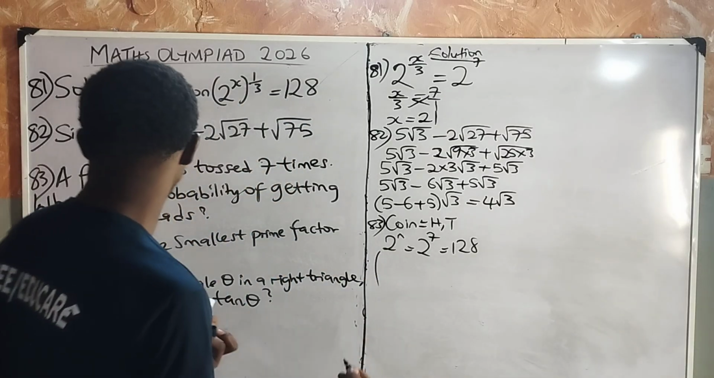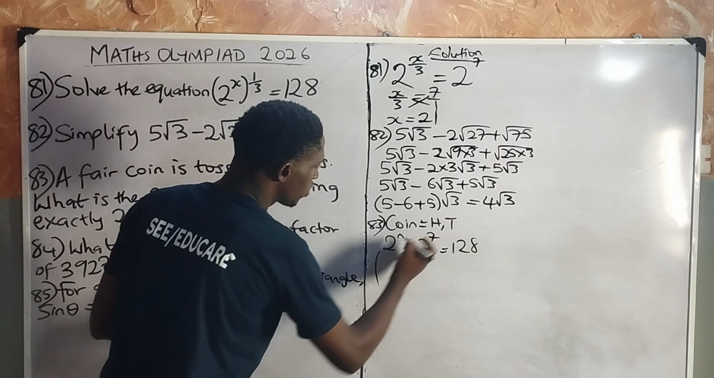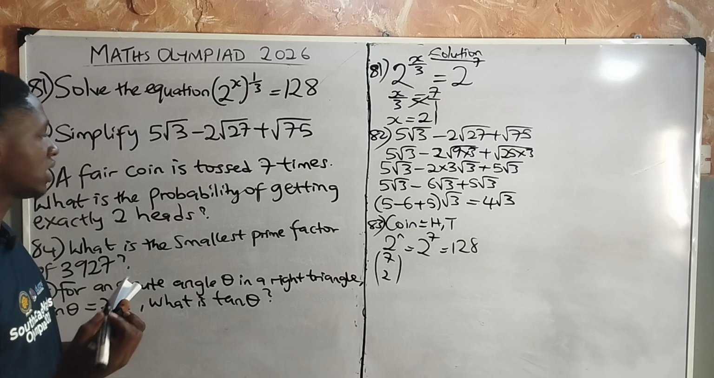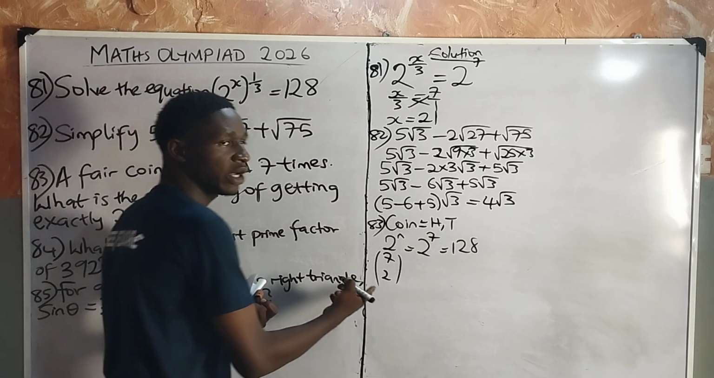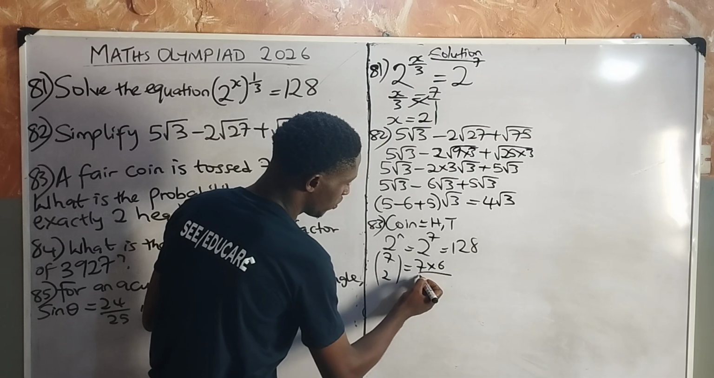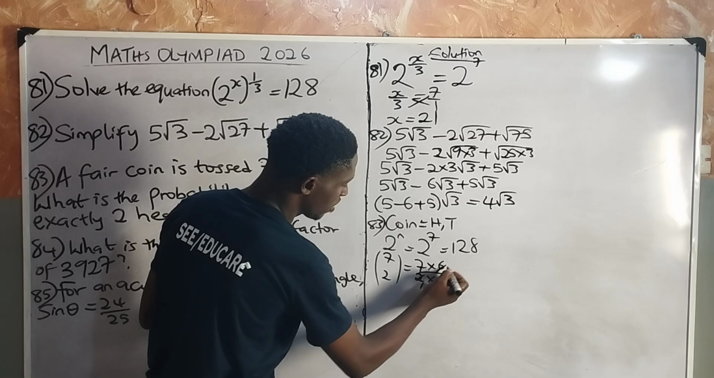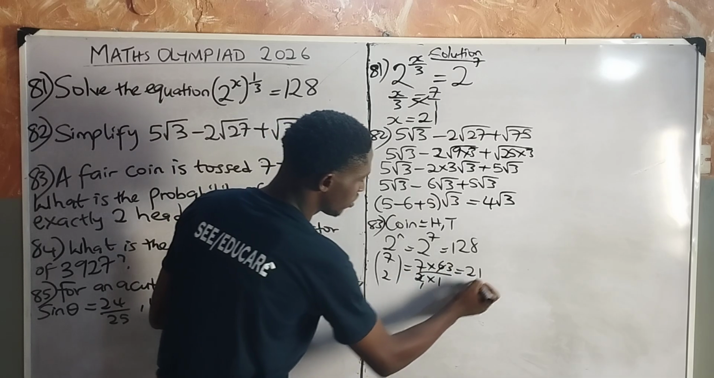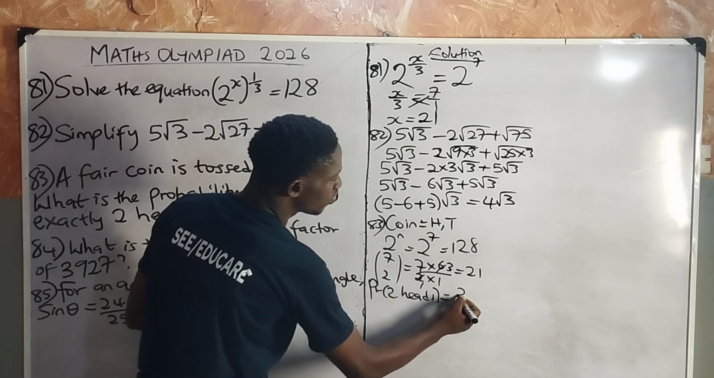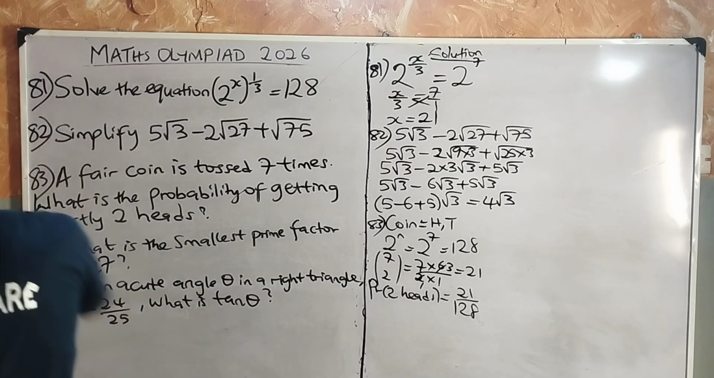Then let's get the required outcome. What is the probability of getting exactly 2 heads? So it was tossed 7 times. We want to know how many times we can get 2 heads. So this is binomial probability, which is 7 times 6 over 2 times 1. 7 here is 1, 6 here is 3, 7 times 3 is 21. So the probability of getting 2 heads is equal to 21 over 128. And that is the answer.